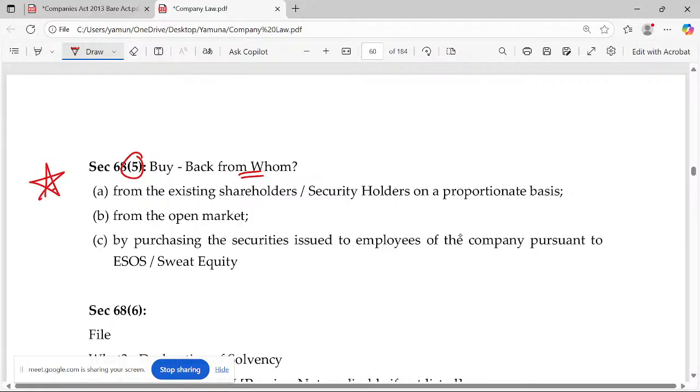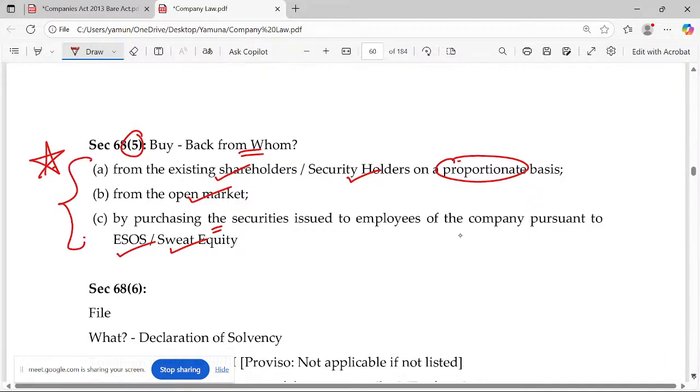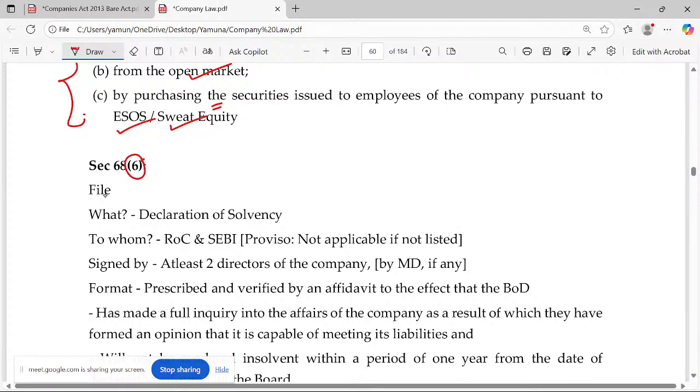Is it okay? With respect to subsection 5, from whom we can go for buyback, this is an often repeated question. From the existing shareholders, obviously, or in case of other security holders, on a proportionate basis; from the open market, which means you give an advertisement and anybody can come for buyback, returning the shares; or by purchasing the securities issued to the employees of the company pursuant to ESOS or sweat equity. Is it okay? So these three cases. Subsection 6, you need to file a declaration of solvency.